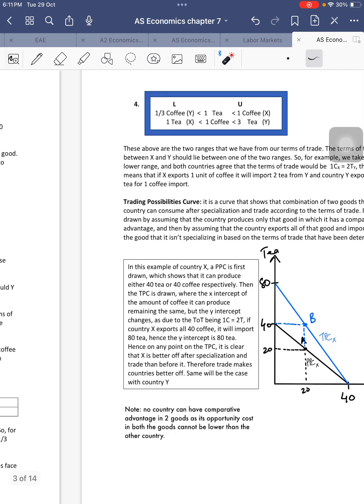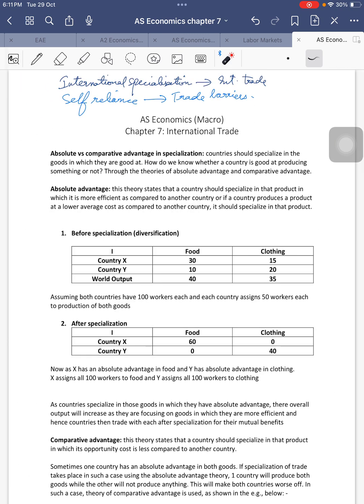Right? Now, this is what is meant by absolute advantage. Right? So country X has an absolute advantage in the production of food while country Y has an absolute advantage in the production of clothing, and they'll obviously specialize in their respective goods in which they have absolute advantage, and then they'll obviously export their goods and import the other good. Now, what about comparative advantage? What is meant by comparative advantage?